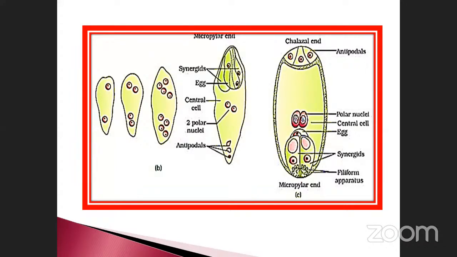After that, the single cell divides mitotically twice. Here 1 into 2, here also 1 into 2. Again it divides, and you will get 4 nuclei. This is 4, this is also 4. From these 4, one moves on to the center. Here 3 are present, and 1 moves to the center. Here also 1 moves to the center. See the center, there are 2 nuclei. One comes from the chalazal end, and this one comes from the micropylar end. So the remaining ones are called, what is that?